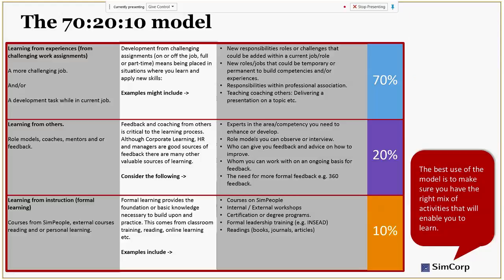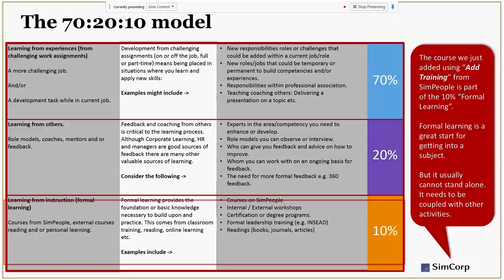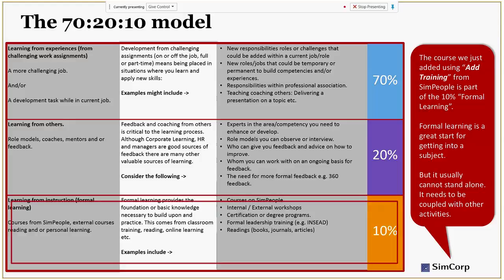And the best use of 70-20-10 is to make sure that you have the right mix of activities that will enable you to learn, so that you pick the right mix of the 10, 20, and 70 activities that gives you a recipe for success, if you will. So the course we just added using ad training from SimPeople is more or less obviously part of the 10% formal learning. And formal learning is a great way of getting into a subject, but it usually cannot stand alone. It needs to be coupled with other activities in order for it to be really effective.